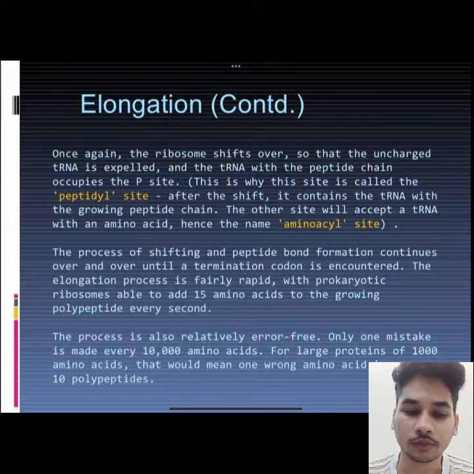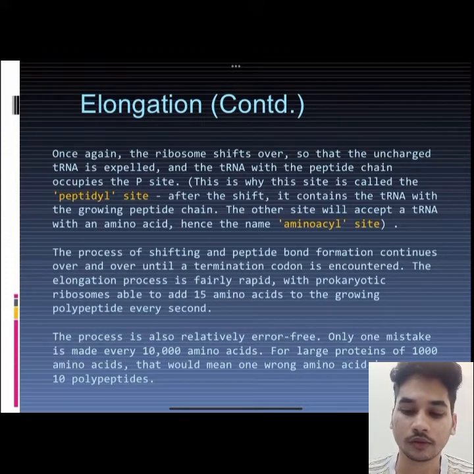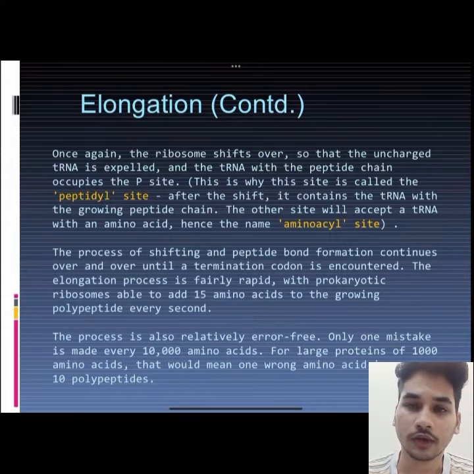So the elongation process is fairly rapid, with prokaryotic ribosomes able to add 15 amino acids to the growing polypeptide every second. The process is also relatively error free. Only one mistake is made every 10,000 amino acids. For a large protein of 1000 amino acids, that would mean one wrong amino acid in every 10 polypeptides.